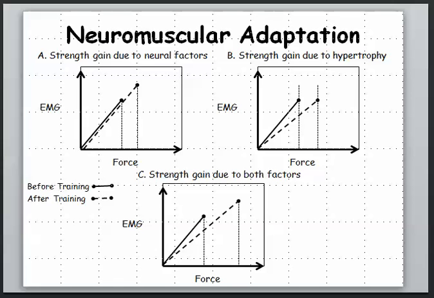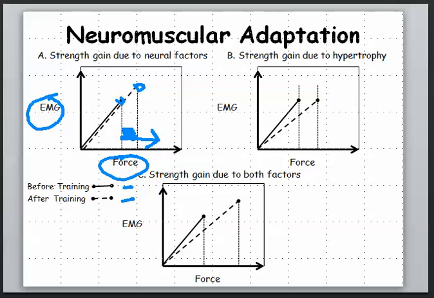First of all, you have your EMG on the y-axis and your force on the x-axis. This was data from a training study. Before training is the solid line, and the dashed line is after training. The first thing you'd look at to see if there was a training effect is, did force increase from before to after training? And indeed, it did. We have a shift, this much of an increase in force, so there was a training effect.